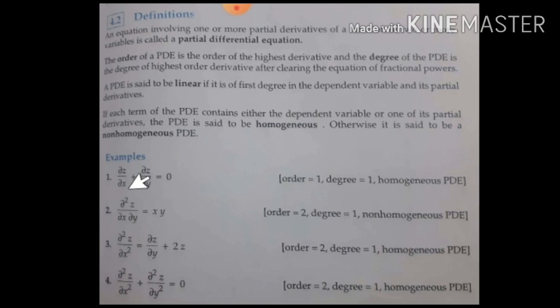Here the highest derivative is 1 and the number of times the highest derivative occurred is also 1. So order is 1 and degree is also 1. For this example, order is 2 and degree is 1. Here the highest derivative is 2, so the order of the partial differential equation is 2. And how many times has it occurred? 1 time, so degree is 1.